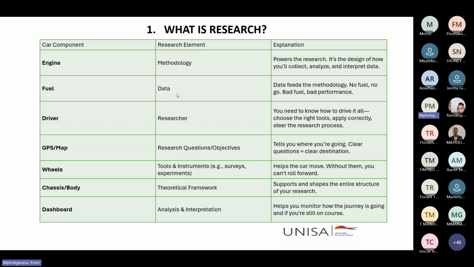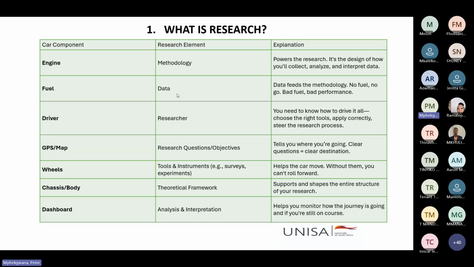Then the wheels, we can link that to the tools and instruments, the surveys, the questionnaires that you'll be developing. So the wheels help the car to move. It helps us to get that data set. So if we don't have the instrument, we won't be able to get the data set. That means we need to know how to develop questionnaire tools, or how to develop the surveys or the questionnaires.